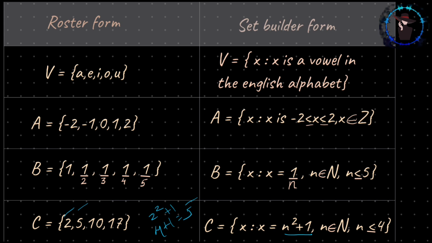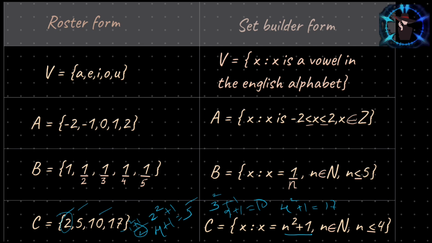Now let's take 3 after 2. Can we take 3? Yes, of course. 3 square is 9, plus 1 is 10. That is what we got. So for 2, we will take 1 as n. So 1 square is 1, plus 1, equals 2. We got 2, 5, 10. Now let's take the last element, which is less than or equal to 4, meaning we take 4. 4 square is 16, 16 plus 1 equals 17. That is where we end.